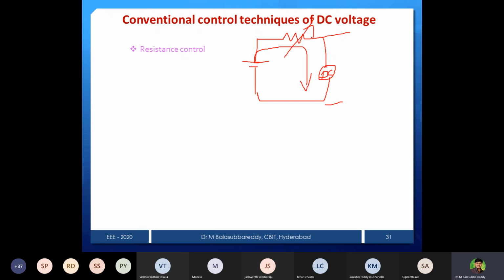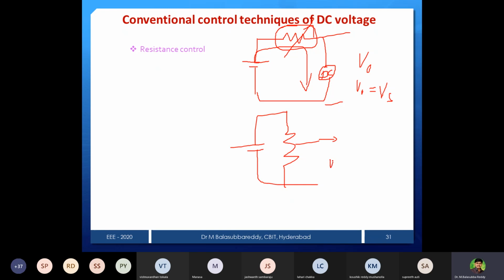So whenever there is a drop, the remaining voltage is across the load side, and we are reducing that resistance value. Finally, you will get output equal to input whenever the resistance is very low or at zero level. So the mechanism we are doing is nothing but a potential divider. A resistor or a rheostat is connected in between the source and load, then this is your output. So you will get the output like this.